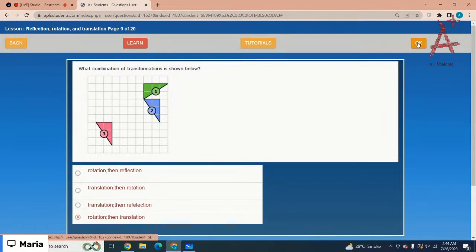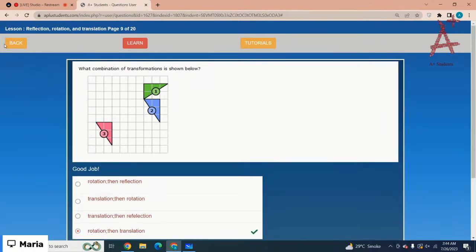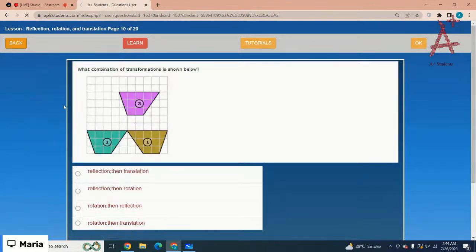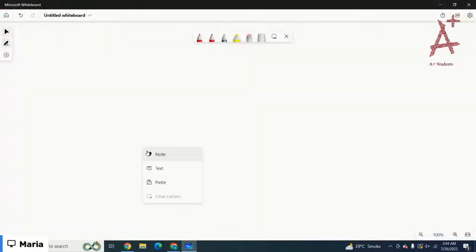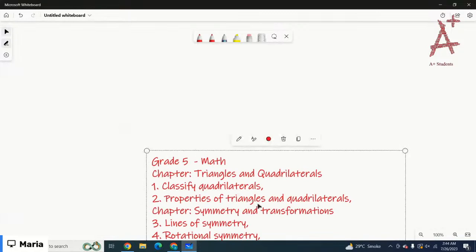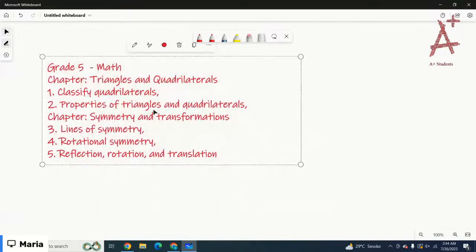Okay, you can complete the rest of the questions by yourself later today. So we were working on grade 5 maths. We have started with the chapter triangles and quadrilaterals. The lessons we have done today are classify quadrilaterals, properties of triangles and quadrilaterals. Then we have started the new chapter, that is symmetry and transformations. And the lessons we have covered are line of symmetry, rotational symmetry, and reflection, rotation, and translation.